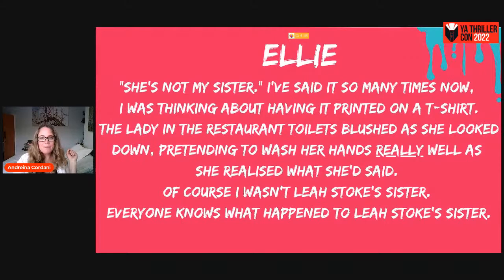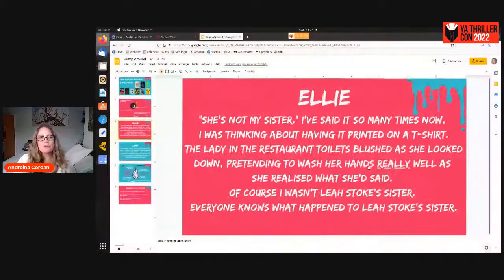So you've got Ellie being a bit flippant and a bit casual about it, just sort of semi making it into a joke, but then you have that bit of sadness because Leah Stokes' sister was murdered. But I thought I could try putting Leah into that same situation, where she's mistaken for being Ellie's sister, and try and write it from her point of view, if you see what I mean. So that's what I did.